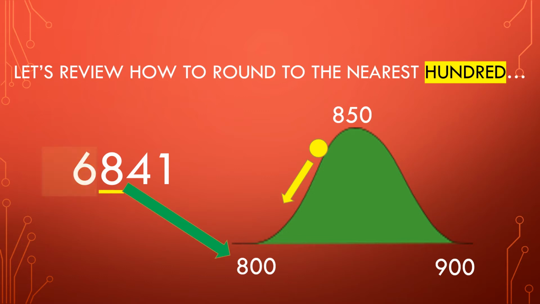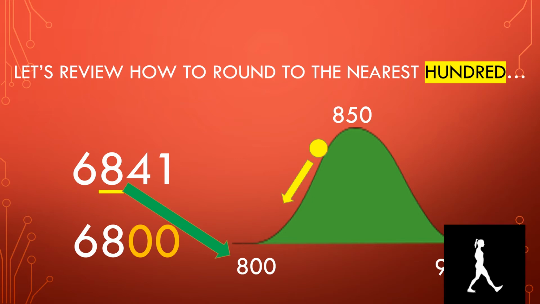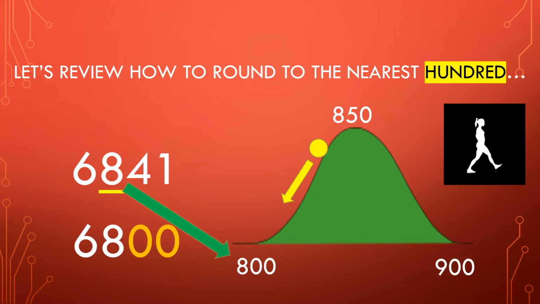And we can now put our number back in the thousands place. We know that 841 rounds to 800, and we bring that 6 back down. So 6,841 really rounds to 6,800. Good. Let's now round to the thousands, but first, I would like you to do 8 lunges because we rounded to the nearest 100, and 8 was in our hundreds place.